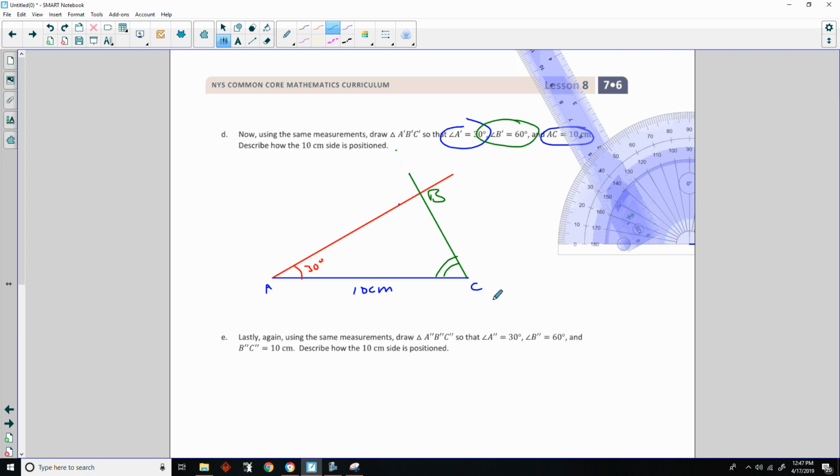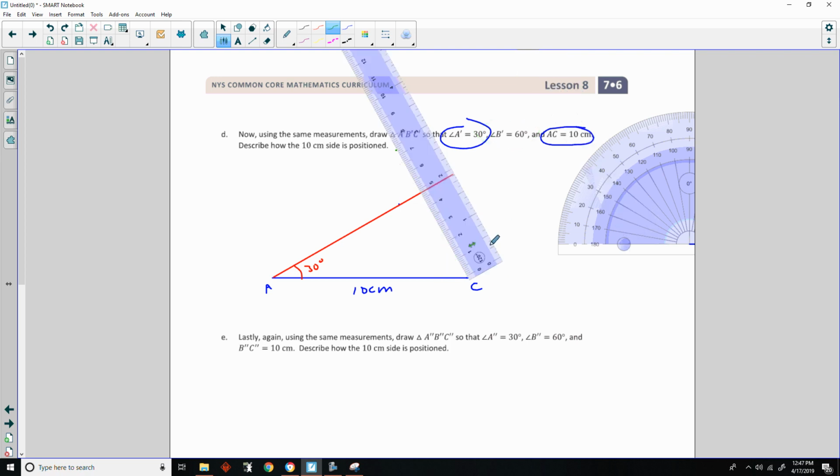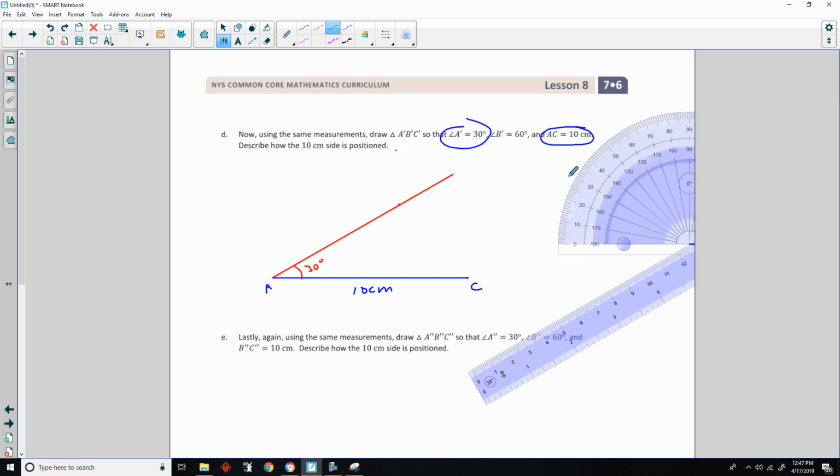Oh, I made a mistake. Disregard that. It's the last step. Okay, and notice I caught myself though, because it says AC is 10, angle A is 30. We want angle B to be 60, not angle C. So I want a 60-degree angle on this side somewhere that would make AC 10 centimeters.